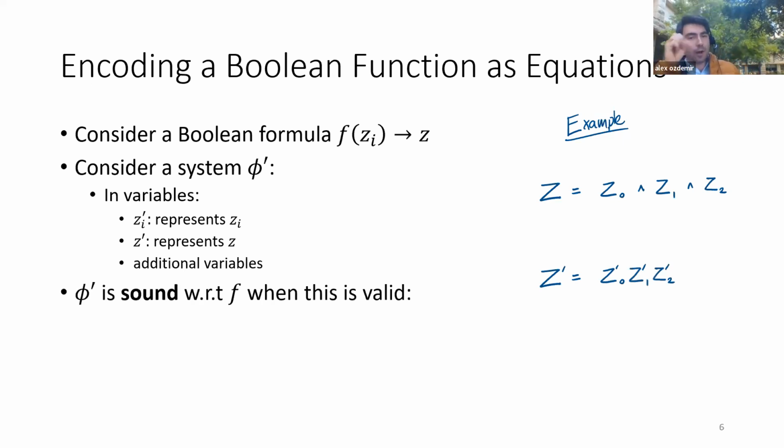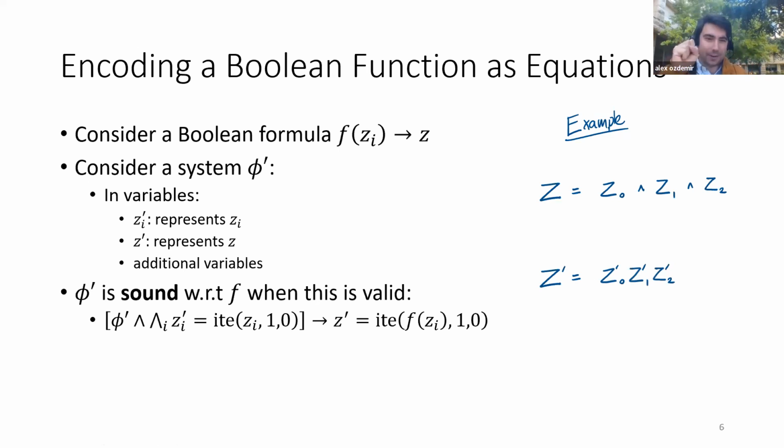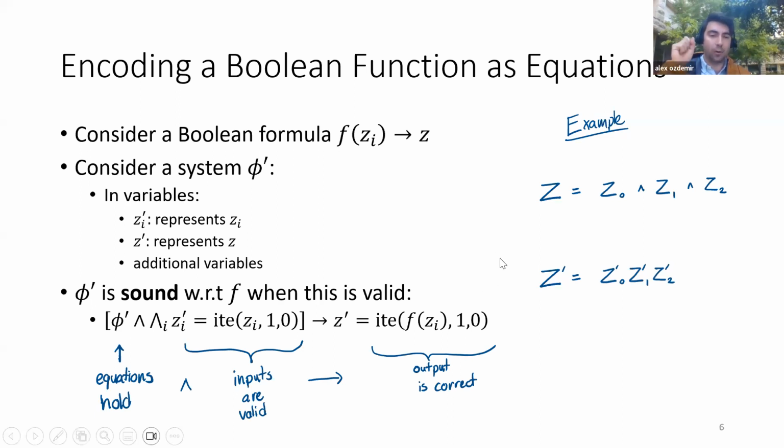So we say that phi prime is a sound representation of f if the following formula is valid. So if the following is always true. Here I have the condition, but we'll break it down piece by piece. What this says is that, first of all, if I have some assignment where the equations hold, so I have some way of solving the system of field equations, and in this solution all of the input field variables, the zi primes, are accurate encodings of the Boolean inputs. So ITE here is an if-then-else expression. So we're saying zi prime is 1 if zi is true and 0 otherwise.